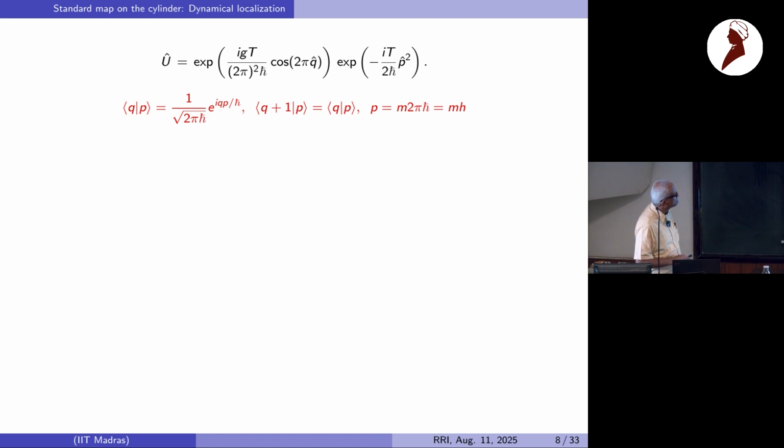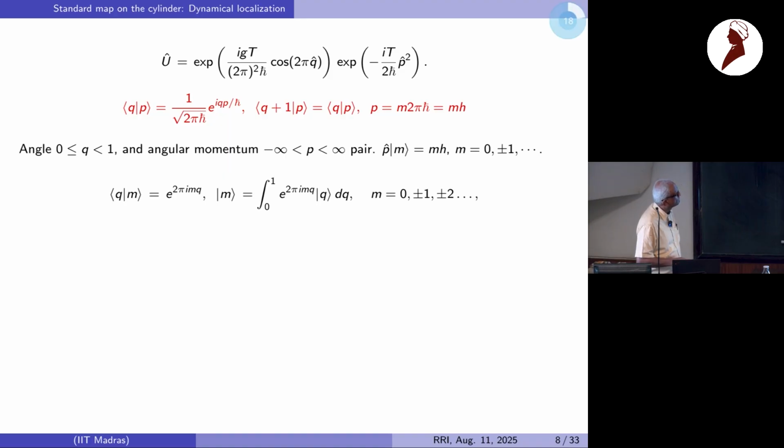We require that the inner product of q plus 1 with p is the same as q with p. But now this qp always has this inner product which is a Fourier transform, e to the i qp by h bar. So now you put q to q plus 1 and require that that be equal to qp. You will get that p is an integer multiple of 2 pi h bar. Okay, so this is just the standard angular momentum being quantized. Nothing deeper than that.